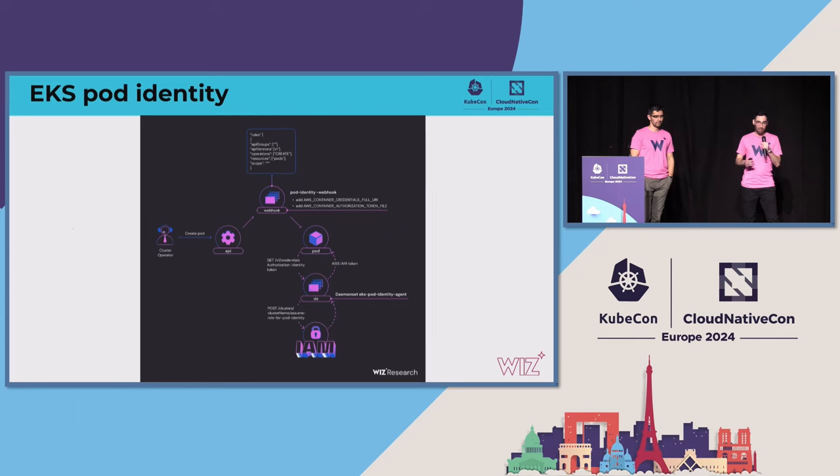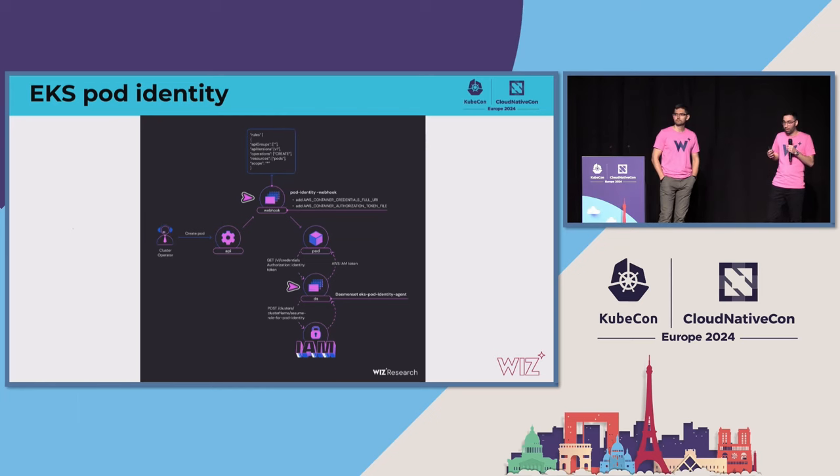So let's see at a very high level how it works. I won't really get into details. After installing the EKS Pod Identity add-on on our cluster, we're introduced to two new components. The first is a pod identity webhook, and the second one is a daemon set called EKS Pod Identity Agent, which actually serves as an identity role fetcher, let's say.